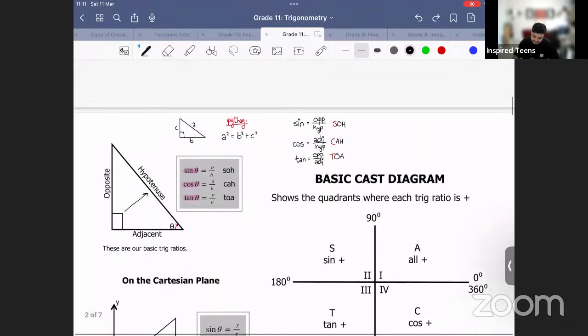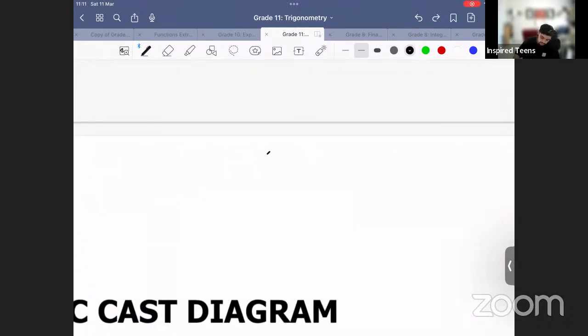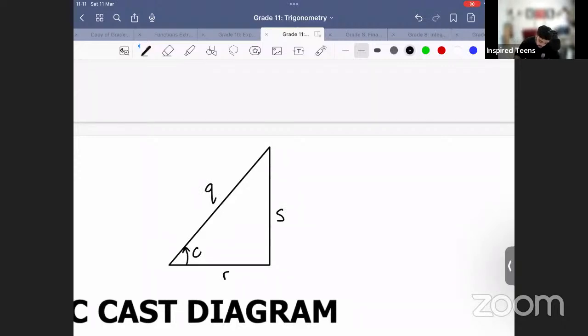So if we do an example with actual letters, let's call this Q, R, S. Let's call this angle theta. In terms of Q, R, and S, what is the value of sine theta? Someone tell me. What is the value of sine theta?